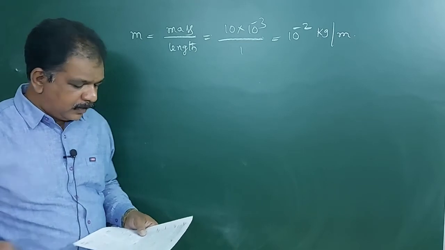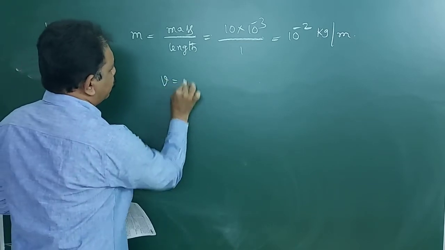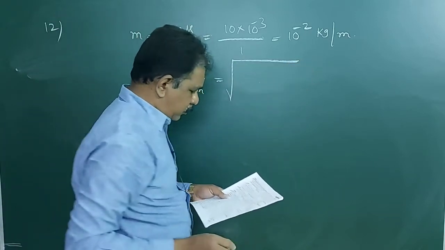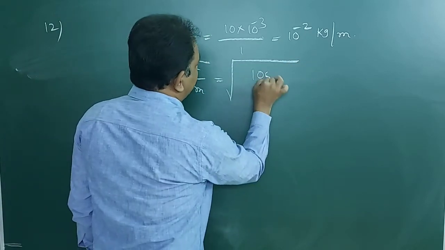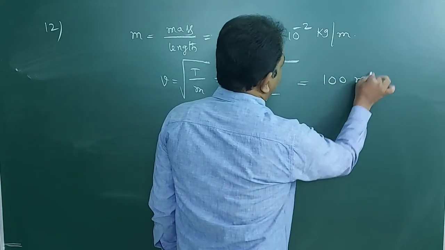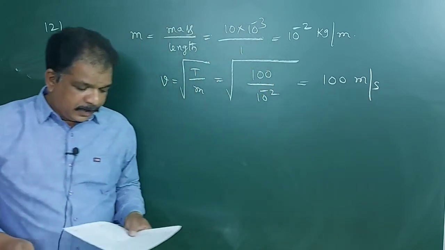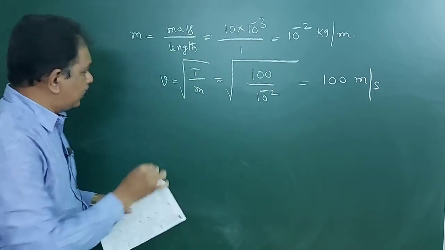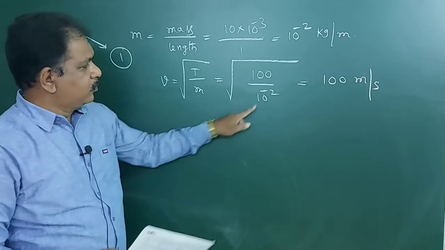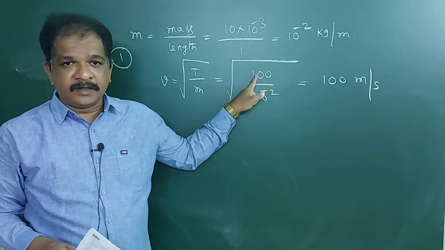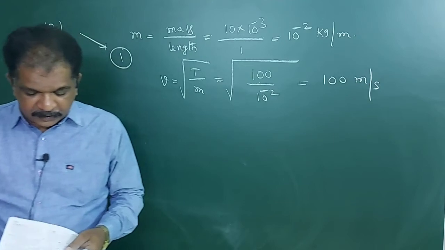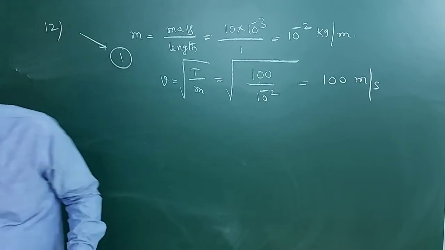Then find the velocity. V is equal to square root of T by m. Square root of T value 100, divided by m value 10 power minus 2. Finally, it will be 100 meter per second. 12th question, it will be first option. It goes to the numerator, 10 square plus 10 square means 10 power 4. Square root means 100.